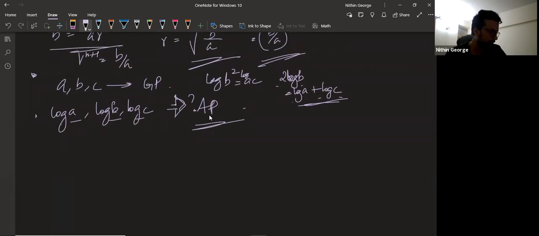Now, geometrical mean. This much is about geometrical mean. So yeah, just insert 4 GMs between 5 and 160 for practice. Insert 4 GMs between 5 and 160. So quickly tell me what the answer would be.